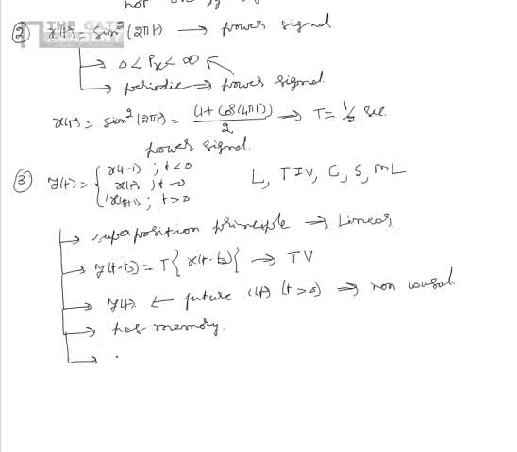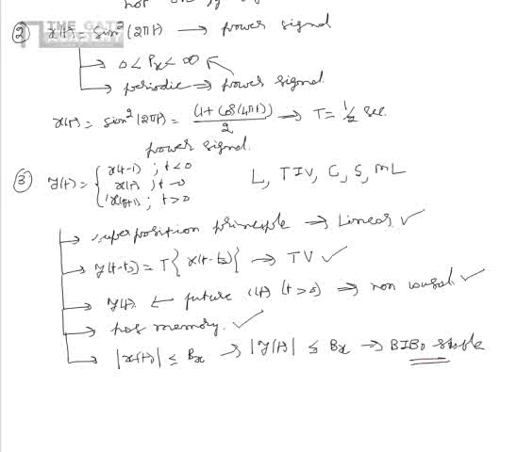and also we can prove that if we assume that the input is bounded, that is mod of x of t is less than or equal to bx, from this we can prove that mod of y of t is also less than or equal to bx. So from this we can say that the system is stable in BIBO sense. So the given system is linear, time variant, non-causal, has memory, and is stable in BIBO sense.